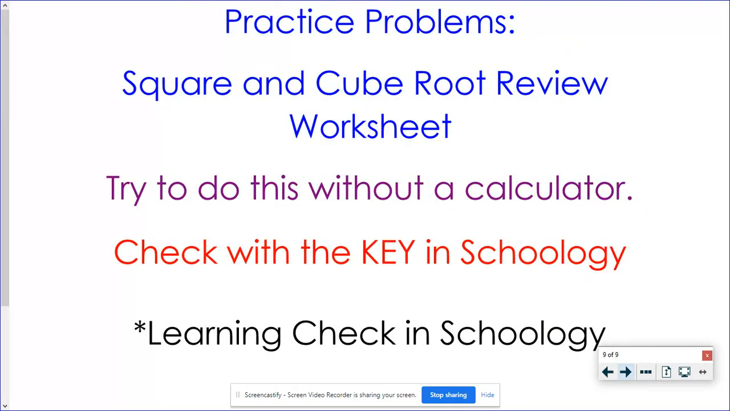Now, the problems that I just did are very similar. It's the same setup, it was just a different version of the same worksheet that you're going to do today. So you've got the square and cube root worksheet. Try to do it without a calculator. Check things if you need to with a calculator, but really make an effort to do it without a calculator. The answer key is in Schoology, so if you need any help, you can certainly look there. And then make sure that you take that short, really easy learning check in Schoology when you're done. Let me know if you need any help.